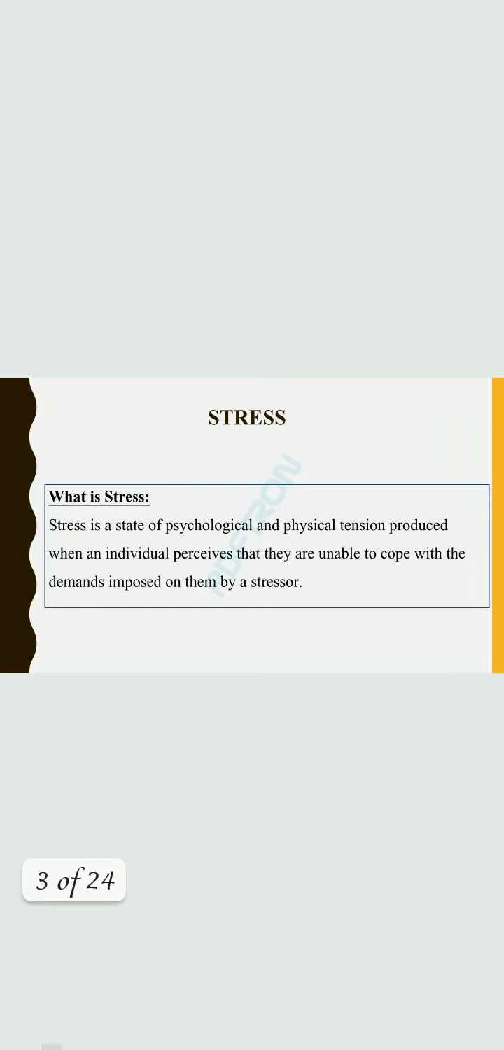What are the different factors, what are the different causes that are involved in causing stress? So, first of all, introduction is very important. What is meant by stress?